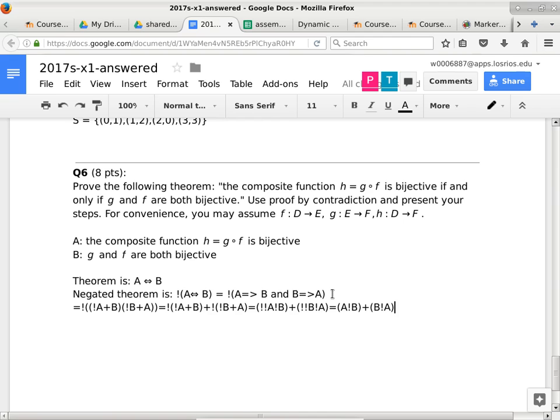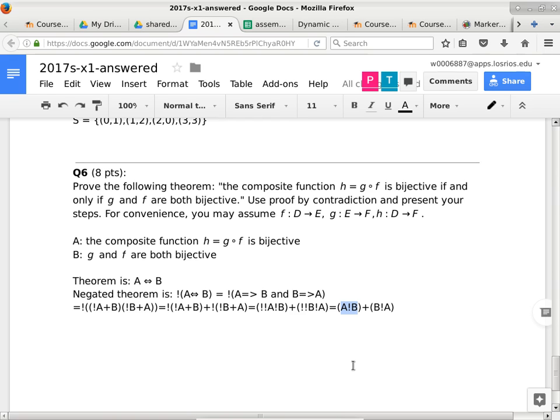That means you have two subcases to deal with, in the actual proof. Because the first one, let me just highlight which one I'm talking about here. The first one, which is A and not B. Remember, A is just a placeholder for something that's a lot longer, right? So the highlighted part here is really saying the composite function H is bijective, but G and F are not both bijective. Does that make any sense?